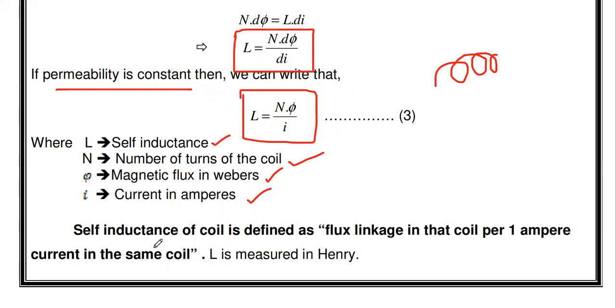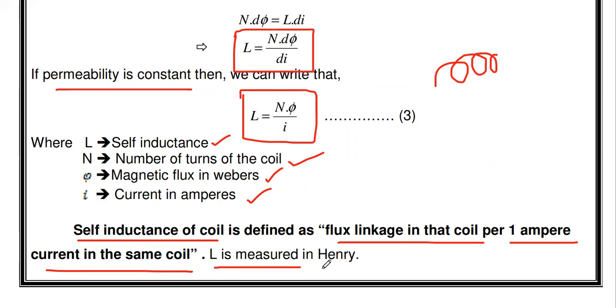From that formula we can define the self inductance of the coil as the flux linkage in that coil. N into φ means flux linkage in that coil per 1 amp current in the same coil, divided by I. So the self inductance is the flux linkage in that coil per 1 amp current in the same coil. That ratio we are calling the self inductance. So what is the unit for this self inductance? It is the Henry.